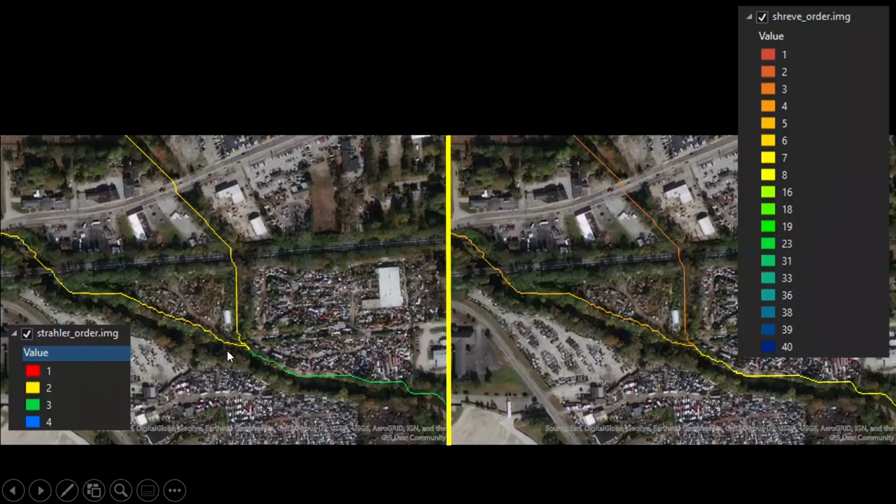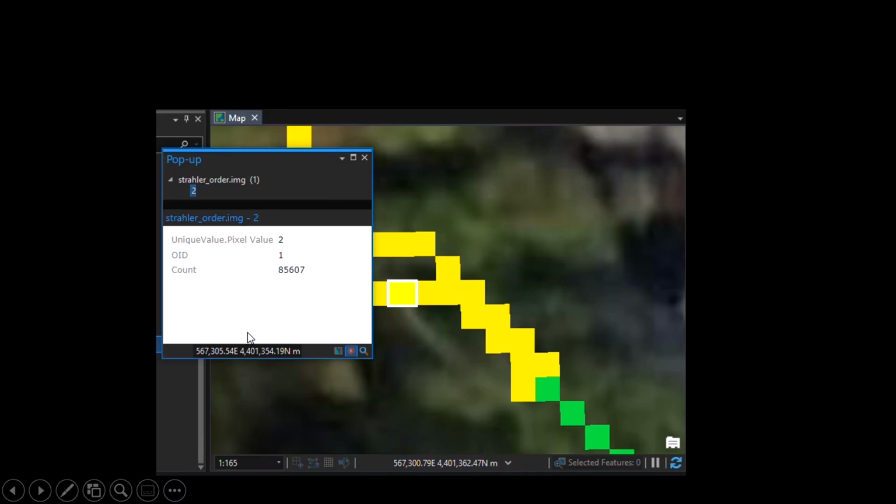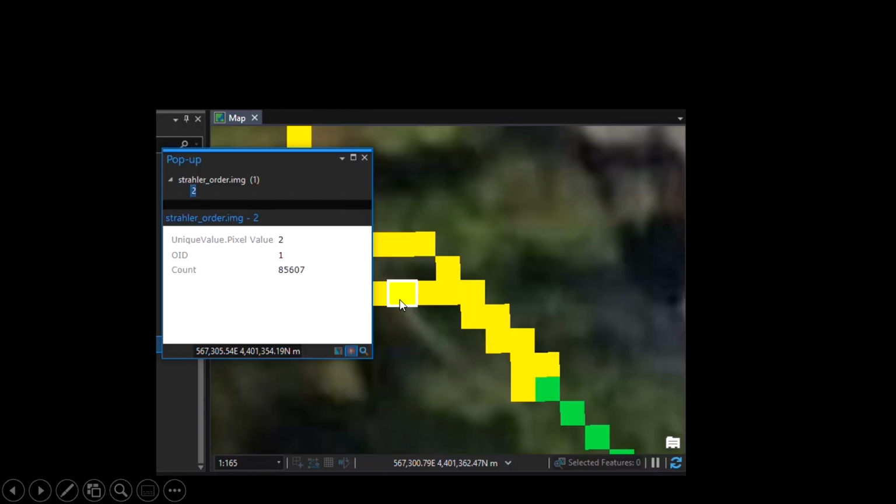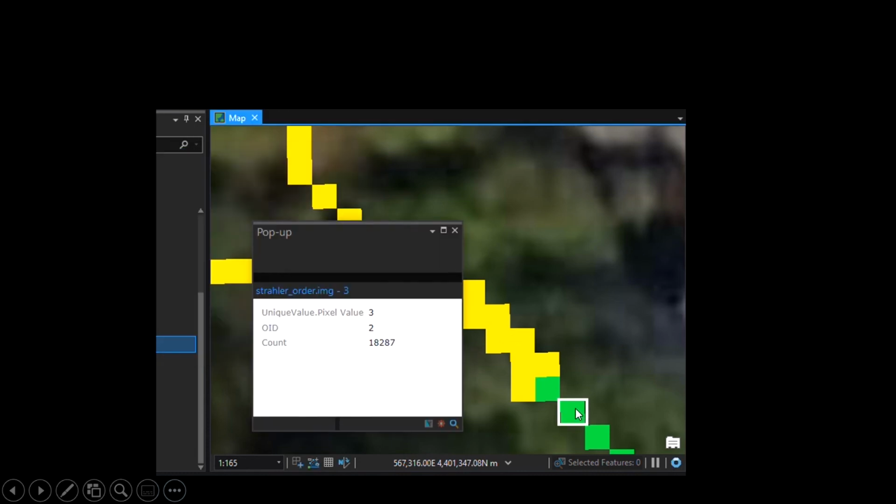Let's zoom into the confluence here and try to see if this stuff in reality plays itself out. What I did was click on this particular pixel right here, which represents the flow coming this direction. This particular pixel had a value of 2, and this one right there had a value of 2. So when stream order numbers of 2 and 2 come together, down here we're going to have a pixel value of 3.